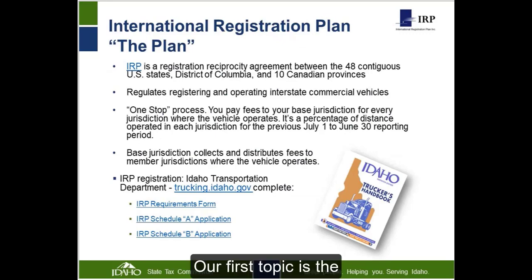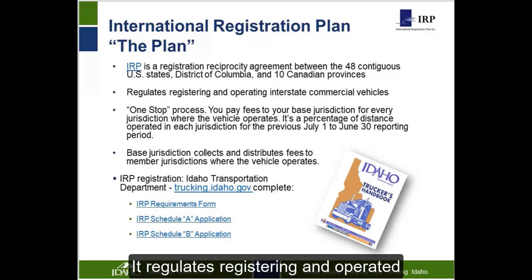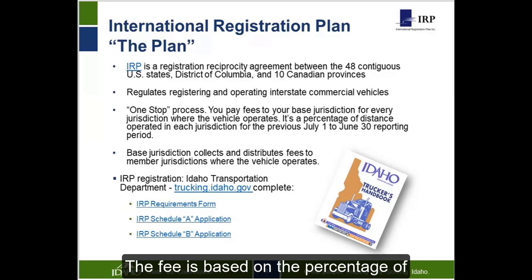Our first topic is the International Registration Plan. So that's IRP, and it's often referred to as the plan. It's a reciprocity agreement among 48 contiguous U.S. states, the District of Columbia, and 10 Canadian provinces. It regulates registering and operating interstate commercial vehicles, and it is where motor carriers register and pay one jurisdiction. The fee is based on the percentage of travel in each jurisdiction according to that jurisdiction's fee schedule. These fees are then distributed to the relevant jurisdictions.